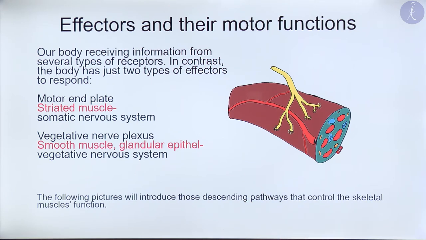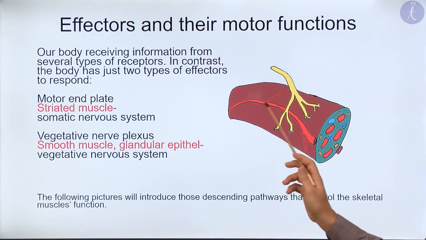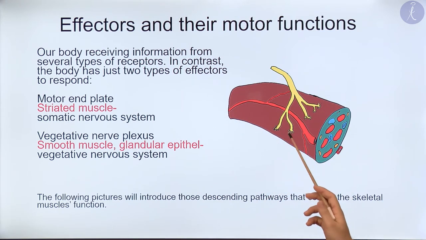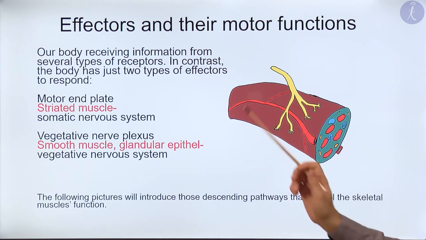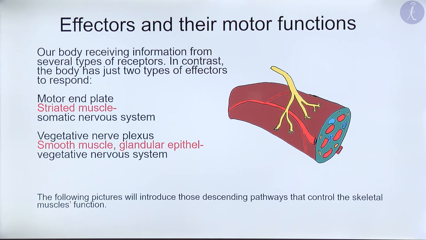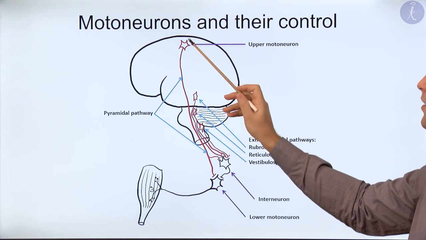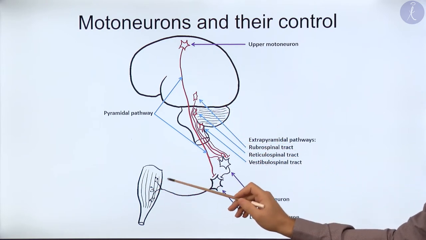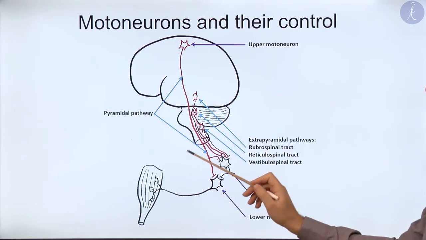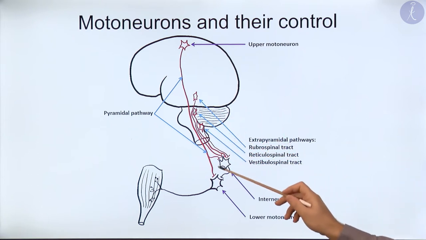However, in the next pictures, we will introduce and revise just the pathways which control the motor neurons and, in that way, the skeletal muscle fibers. Let's have an overview of how these tracts or pathways are organized. The major pathway which controls the muscles via the lower motor neuron is the pyramidal pathway.